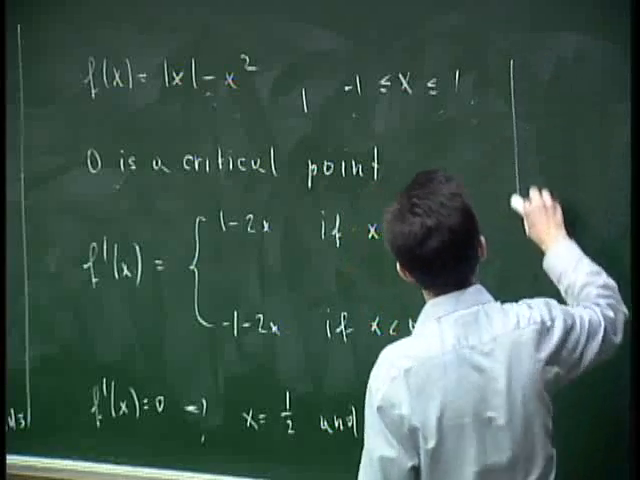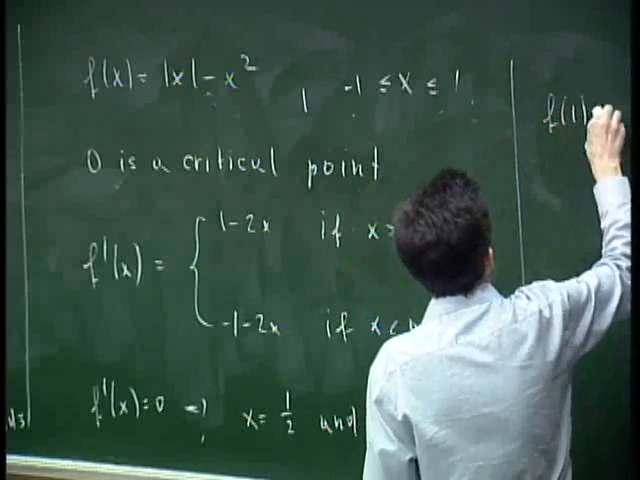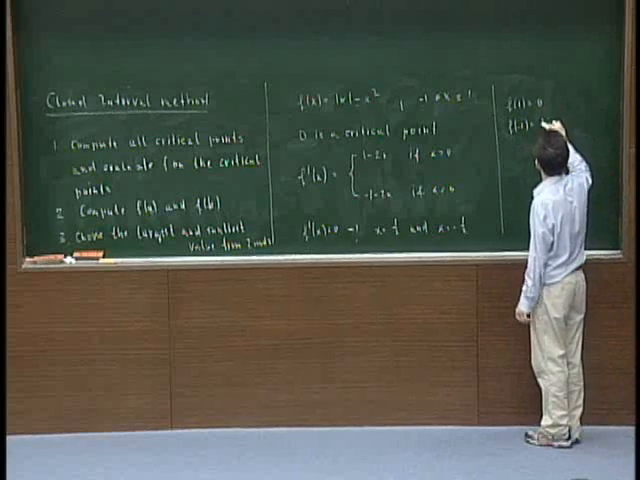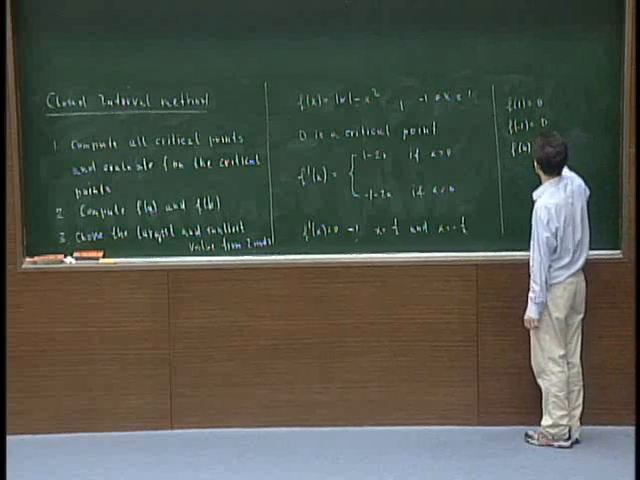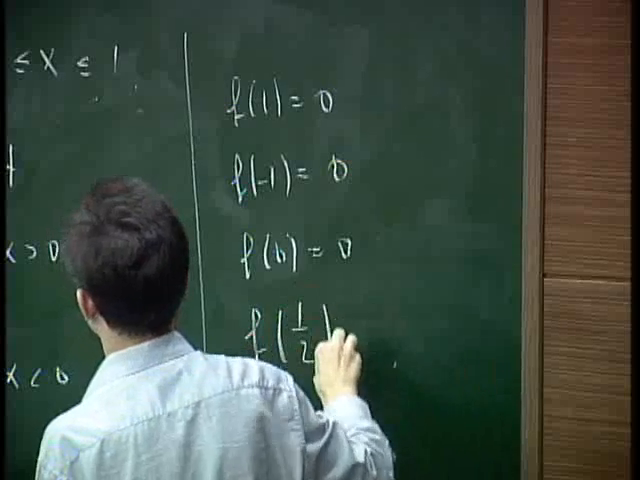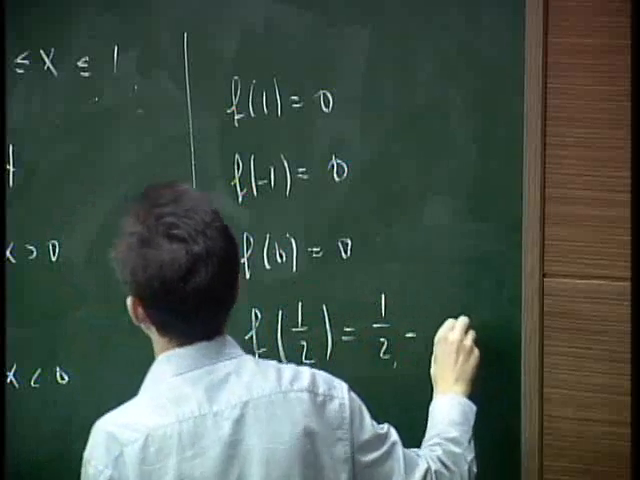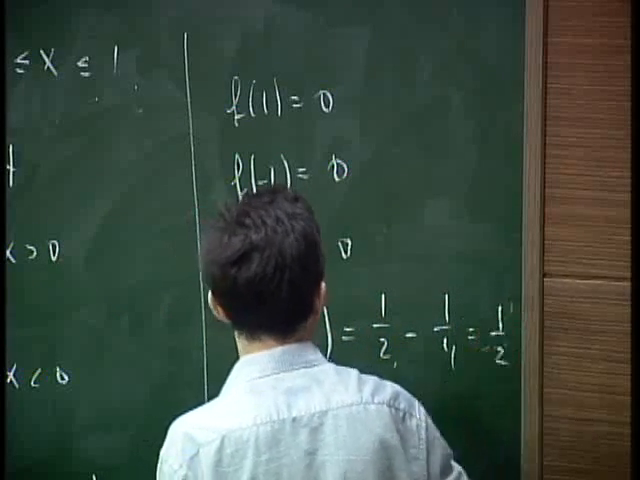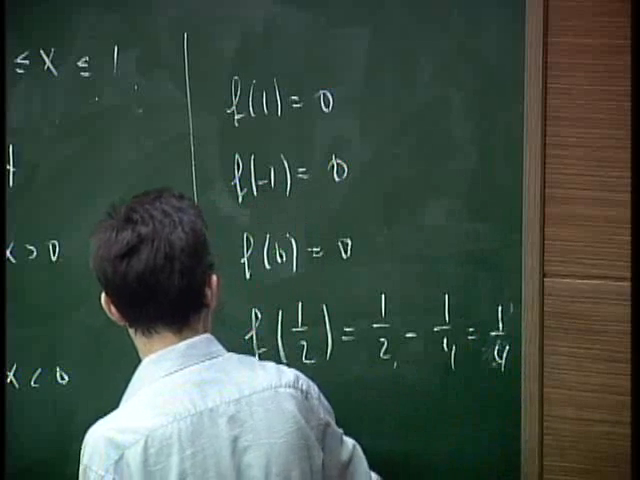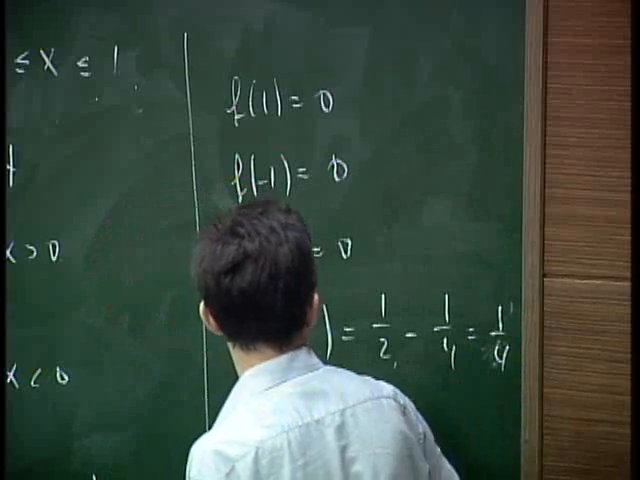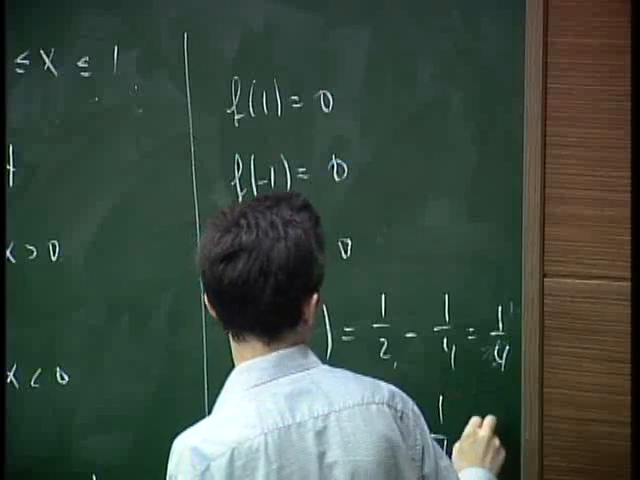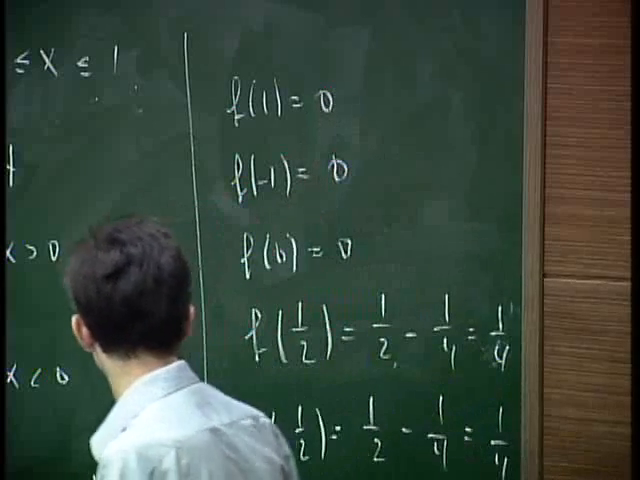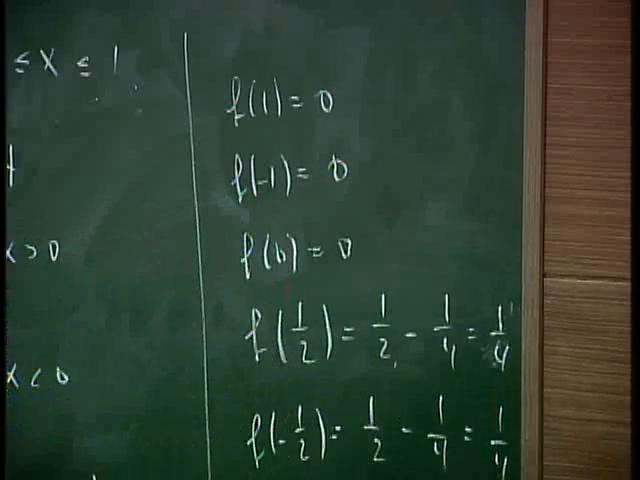So here in this case, we compute f of 1, which is equal to 0. We compute f of -1, which is equal to 0. We compute f of 0, which is equal to 0. We compute f of 1/2, which is 1/2 minus 1/4, so 1/4. And f of -1/2, which is 1/2 minus 1/4, just the same, so 1/4. So you see that 0 is the absolute minimum value, and 1/4 is the absolute maximum value.